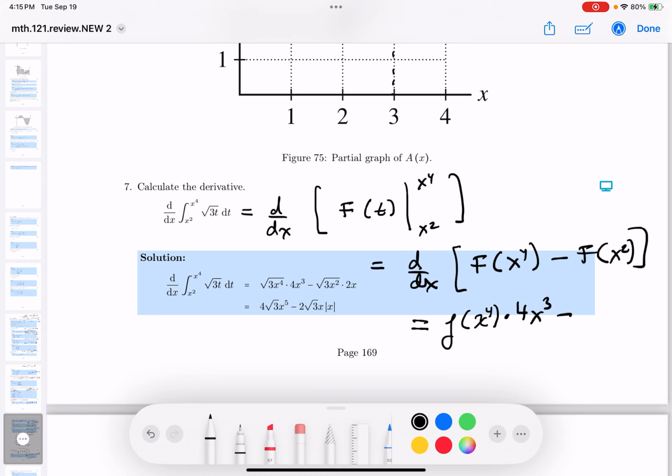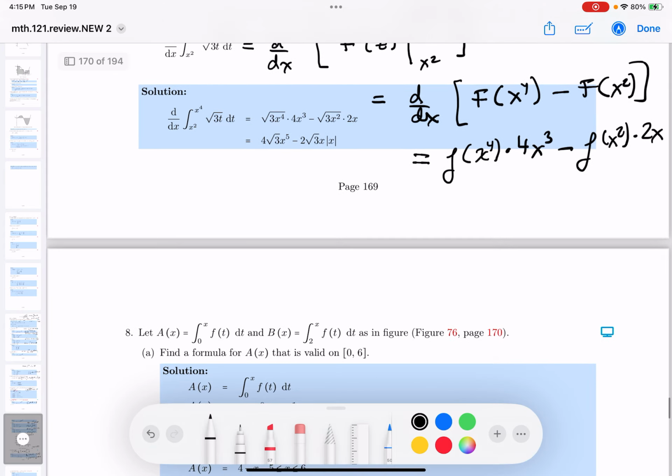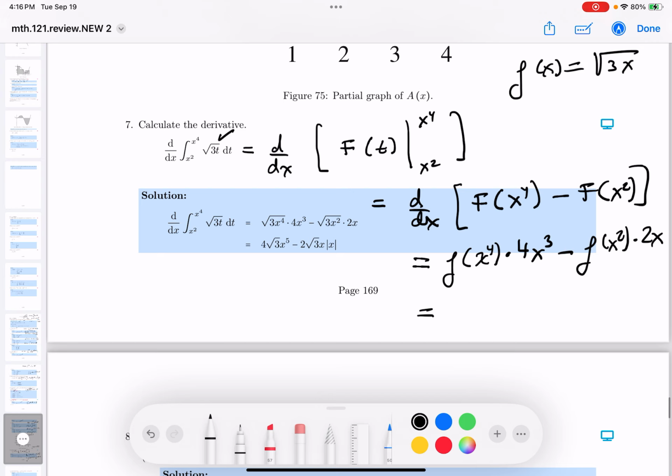Well, the derivative of this thing is going to be little f of x squared, chain rule, 2x. What's little f? Let me write it over here. Little f of x is going to be this thing over here, which is simply root 3x. All right, I'll write this down for you. And it's going to be the root of 3x4 times 4x cubed. We'll do that in a moment. The root of 3x squared times 2x.